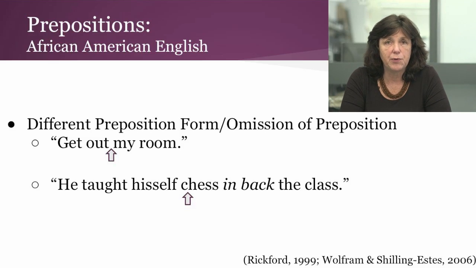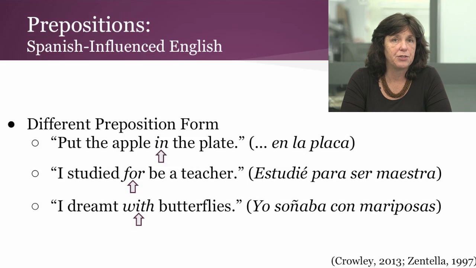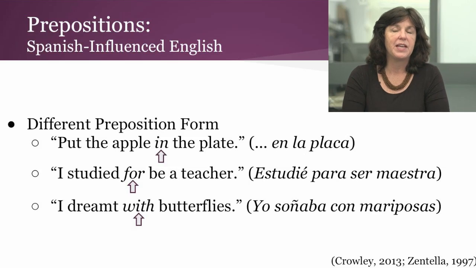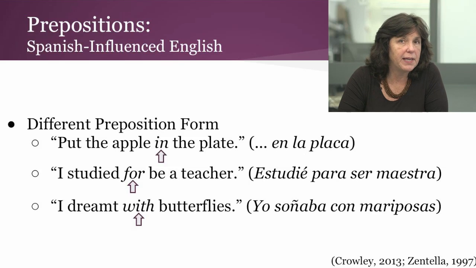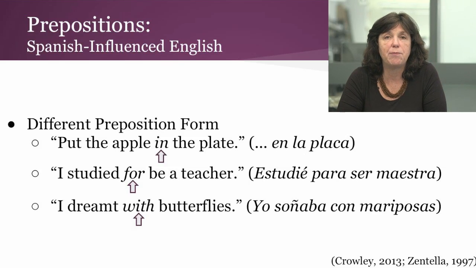In Spanish-influenced English, we might see different preposition forms. Because en represents both in and on in Spanish, for example, we might see a sentence like, put the apple in the plate. Similarly, we might see, I studied for be a teacher, which comes from the use of the Spanish para in estudié para ser maestra. And I dreamt with butterflies, which comes from the use of the Spanish con in yo soñaba con mariposas.